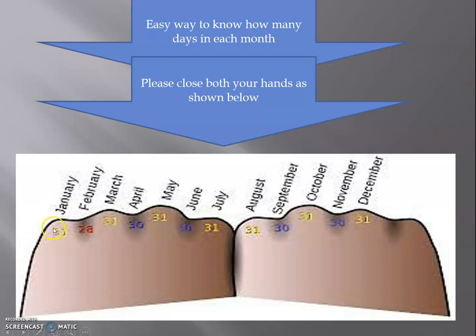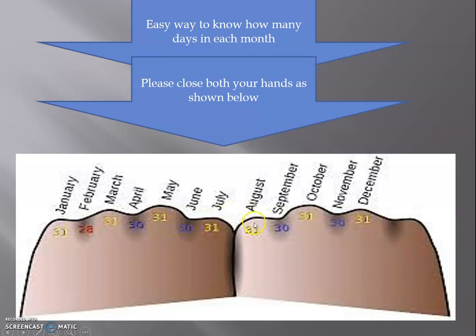So here, January, it's above the knuckle, so it is 31. February, between the two knuckles, so it is not 31, it is 28. March, on the top of the knuckle, so it is 31. April, down between two knuckles, so it is 30. May, on the knuckle, so it is 31. June, 30, because it's between two knuckles. July, at the top of the knuckle, 31 days.